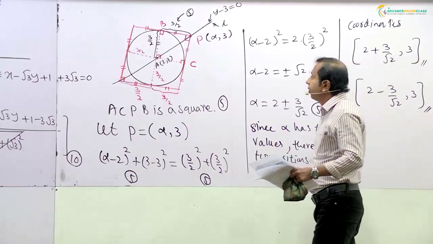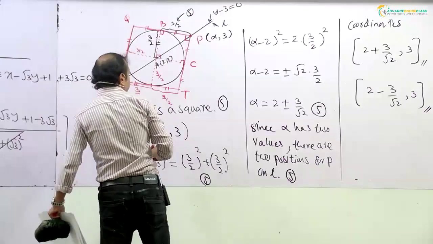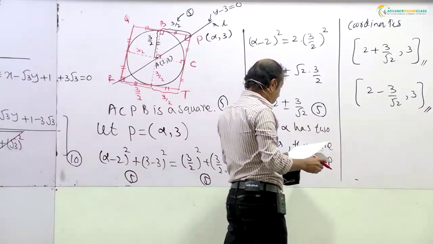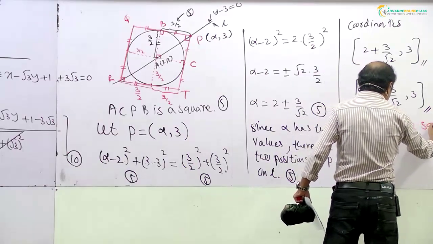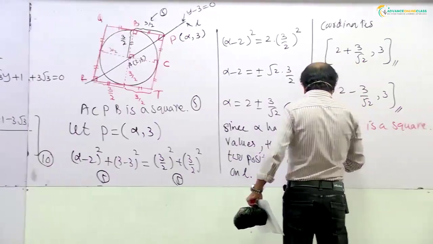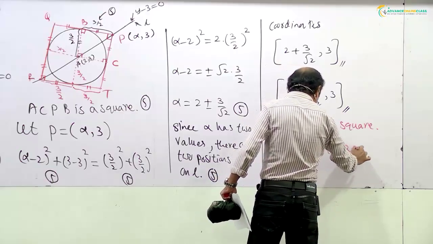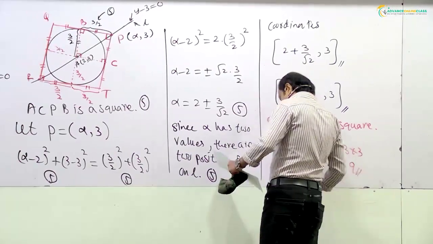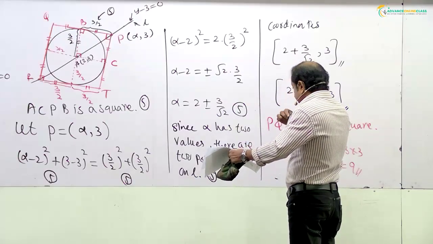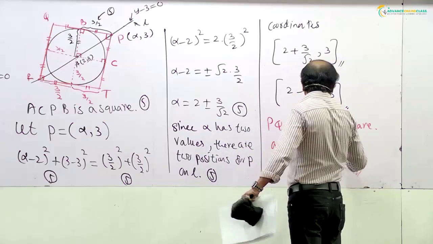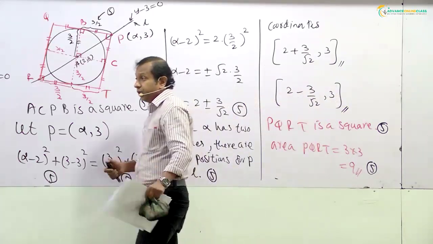Okay. I take here this point as Q, R, T. PQRT is a square. PQRT is a square. Area of PQRT equals 3 into 3, 9. 5 marks coming now. And this is 5. That's how we do that question.